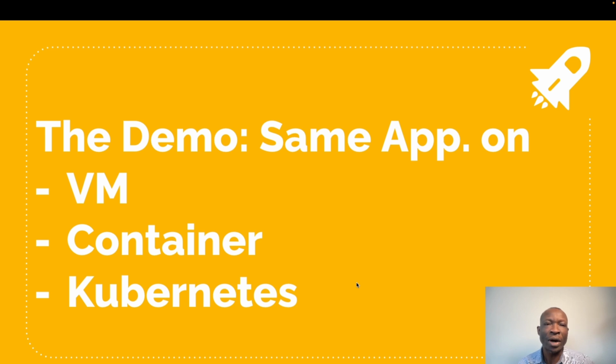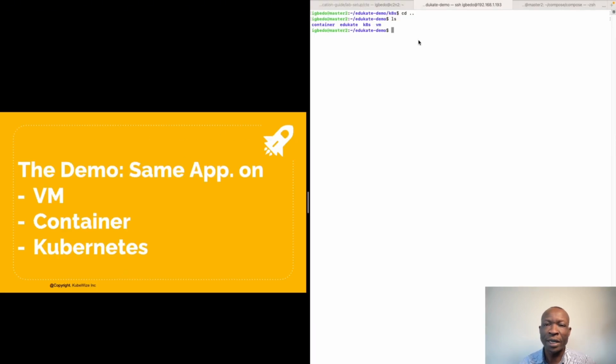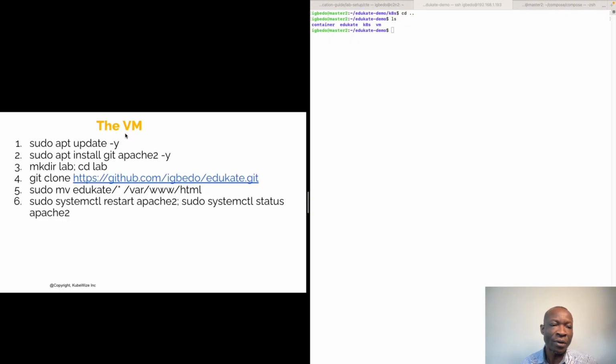Okay, so let's go ahead and do the demo using these 3 scenarios. So basically, as I said, we have 3 demos that I'm going to show you. First, I'm going to deploy a web application called Educate on a virtual machine, then a container, and then Kubernetes. The steps are all highlighted here for you. Just follow them step by step.